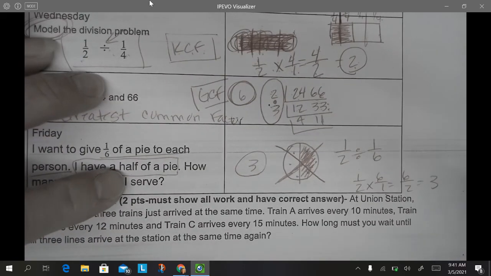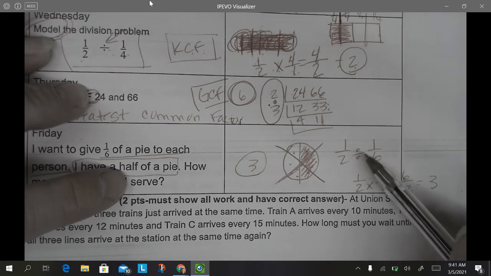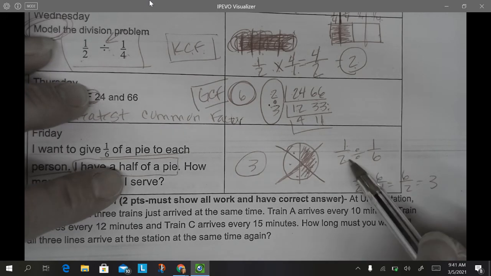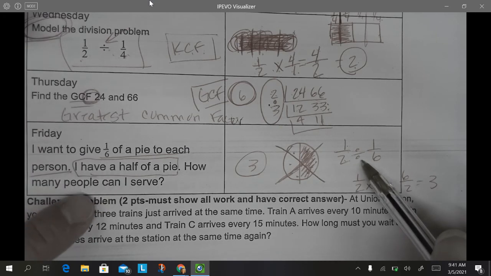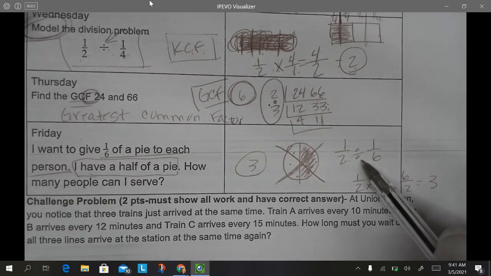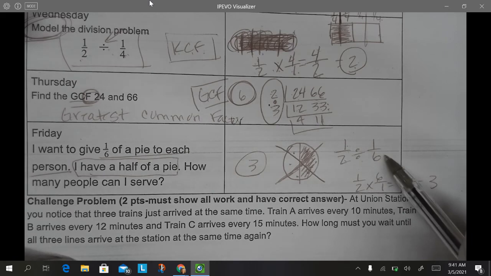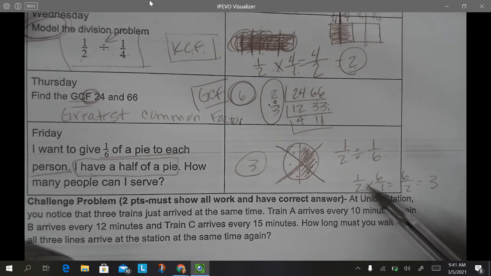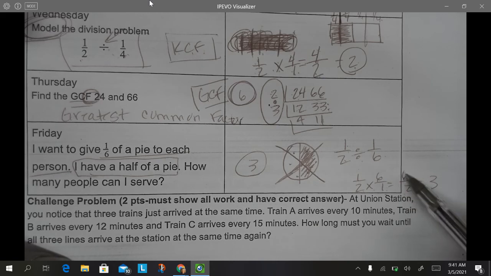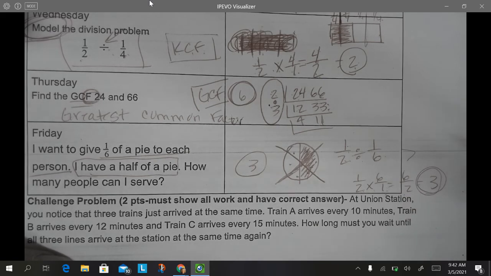If you want to look at the numbers and do it numerically, it's 1/2 because that's what I have, so that's what I start with. I need to divide it, or serve, 1/6 of a piece. I can use keep, change, flip: keep it, change the sign, flip, or use the reciprocal, and multiply across. I get 6/2, which is 3. So it doesn't matter how you do it.